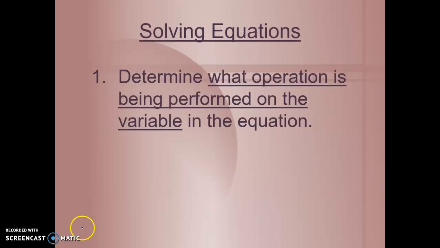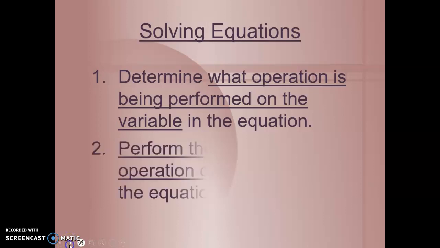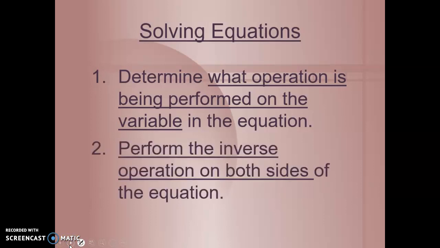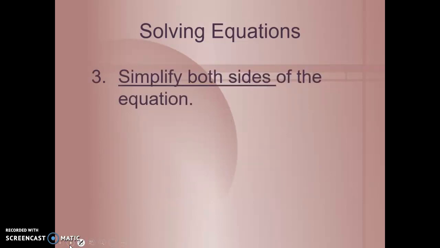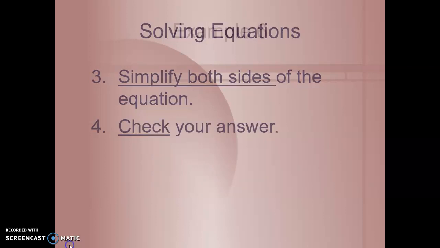So here are your steps. First, determine what operation is being performed on the variable in the equation. What's being done to the x, or the y, or whatever variable it is. Perform the inverse operation on both sides of the equation. Undo what's been done to your variable, and do it on both sides to keep your equation balanced. Then simplify both sides of the equation by combining like terms or simplifying any fractions. Check your answer by substituting it back into the original equation to make sure it is a true statement.